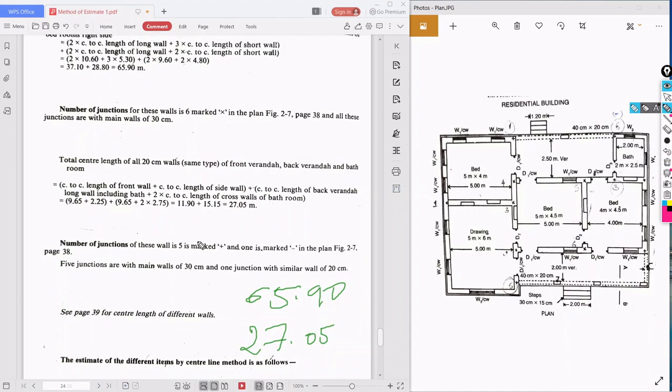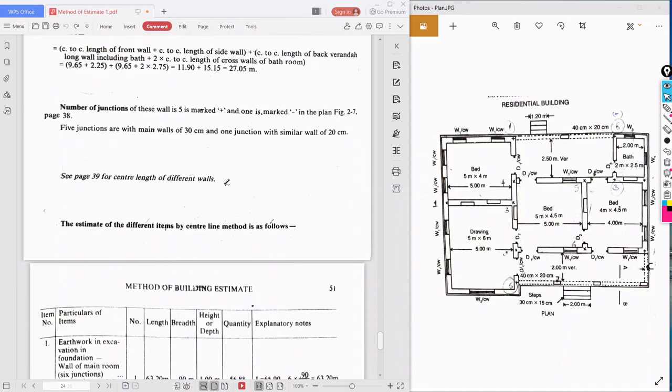we will see the junctions. Okay, so before seeing the junctions, remove it. See here now junctions. So only concentrate on wherever the 20 centimeter wall is there. Okay, so here, here, here, here, and here. So how many junctions? Where the 20 centimeter wall is connecting with 30 centimeter wall, we need to calculate that first.